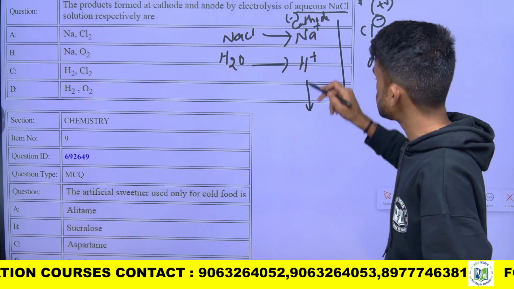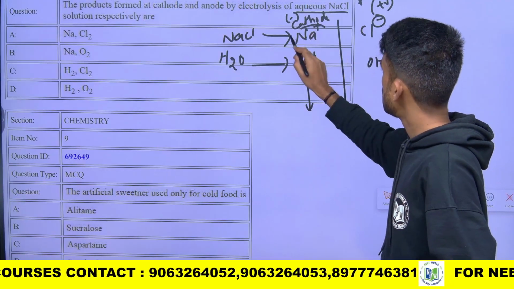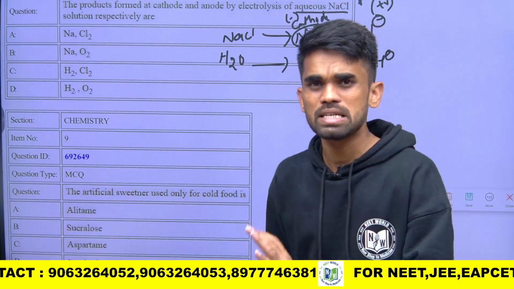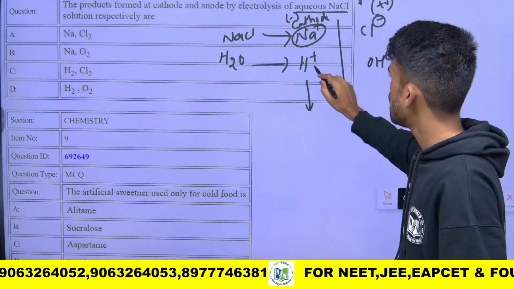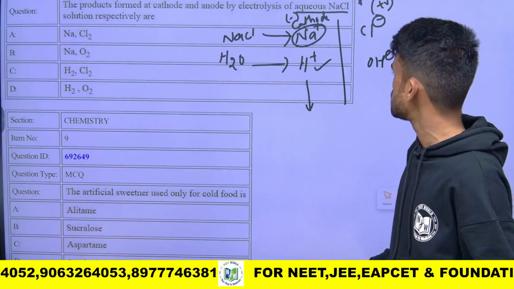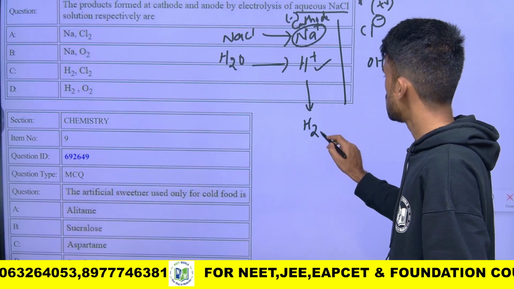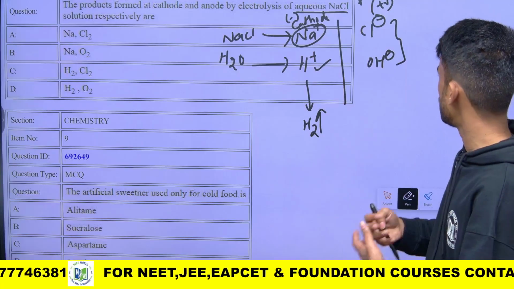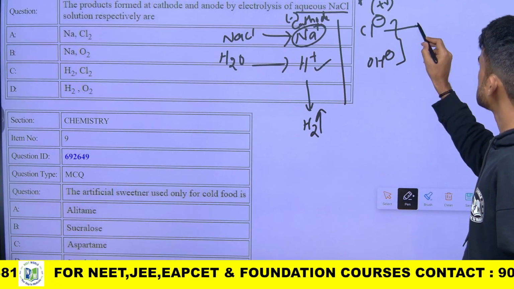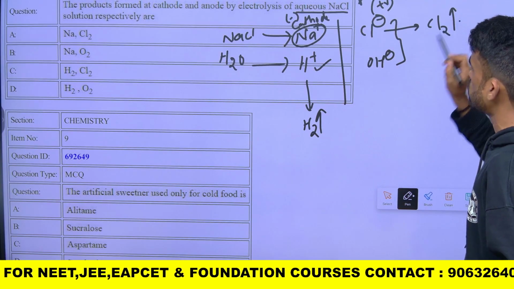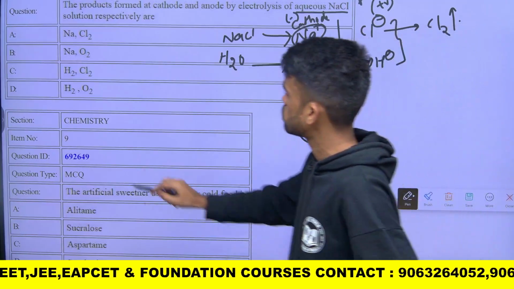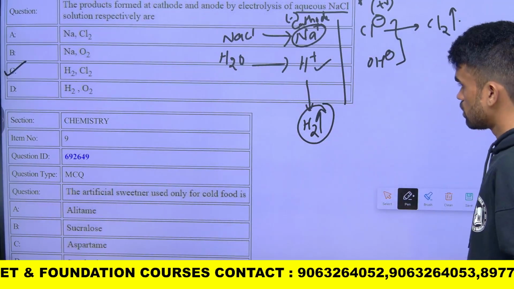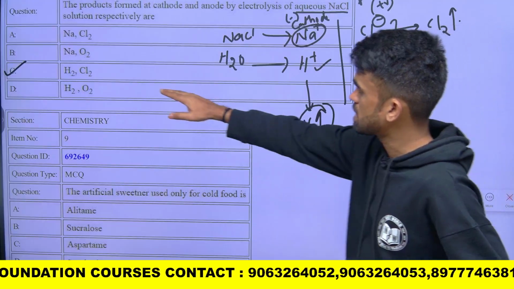Out of these two, we know alkali metals are electropositive, so they stay in plus 1 oxidation state only. Therefore hydrogen will be easily discharged first and gives H2 gas. Based on the preferential discharge theory, Cl2 gas is liberated at anode and H2 gas is liberated at cathode. So option C is correct for this question.